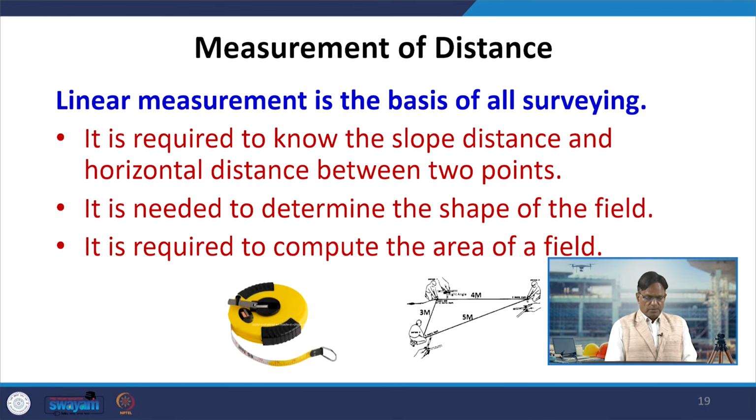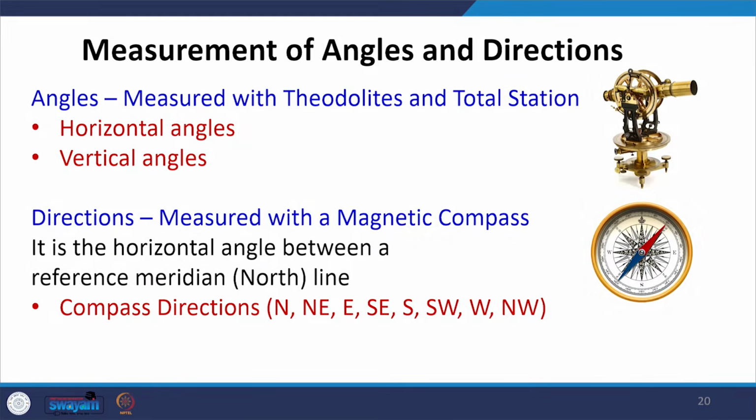So, we conventionally use tapes for measuring shorter distances, but measuring tapes have their own limitations. They give error if the distance measured between two points is long. Then measurements of angles and directions. Our old maps are based on the measurement of distance and measurement of directions. Angles, as we know, we measure nowadays with theodolites or using the total station.